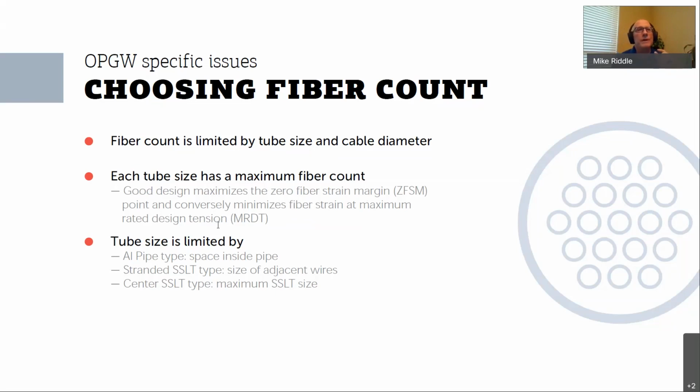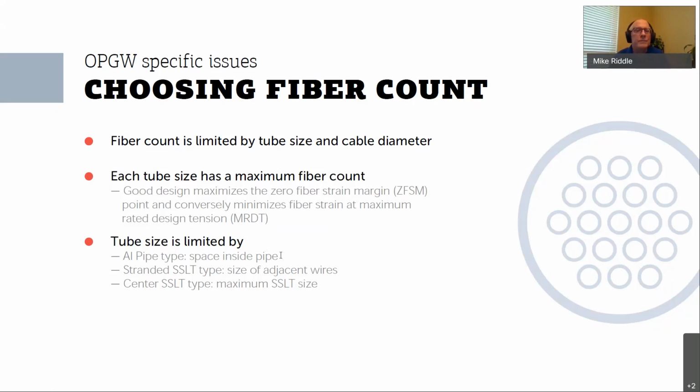The maximum rated design tension per the IEEE standard is the maximum tension that the cable manufacturer will allow their cable to be at under any design condition. So NESC heavy or the extreme wind or concurrent ice and wind loading conditions, you have to keep the tension as a cable designer less than what the manufacturer specifies the MRDT to be. If I put too many fibers in a tube, I will lower this number.